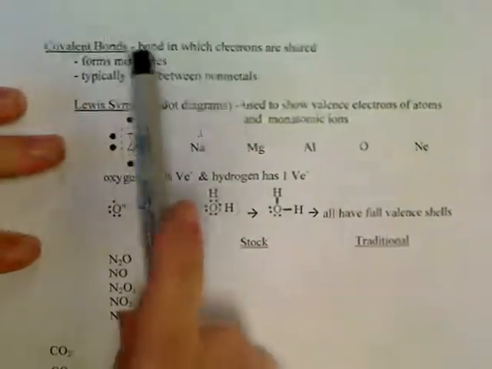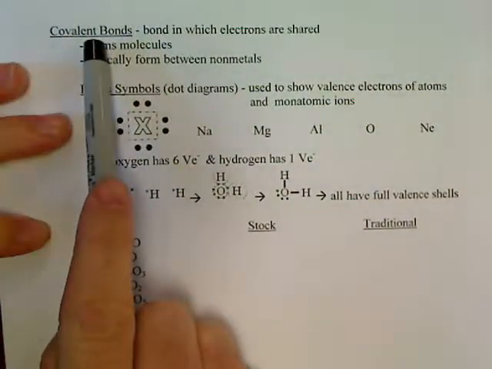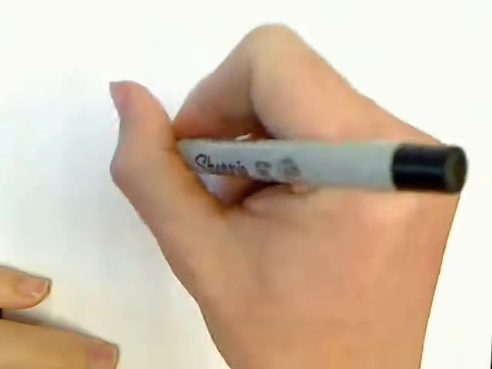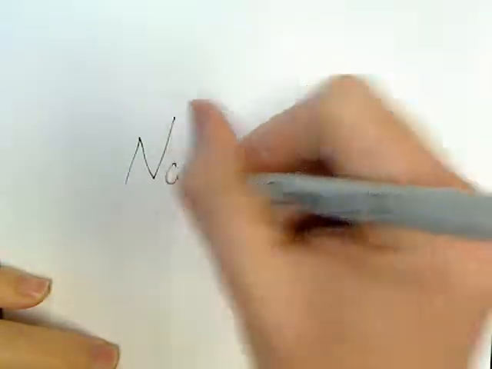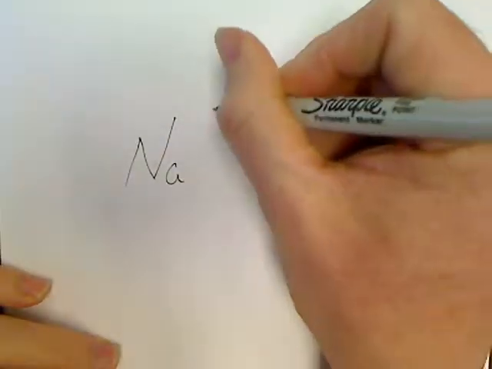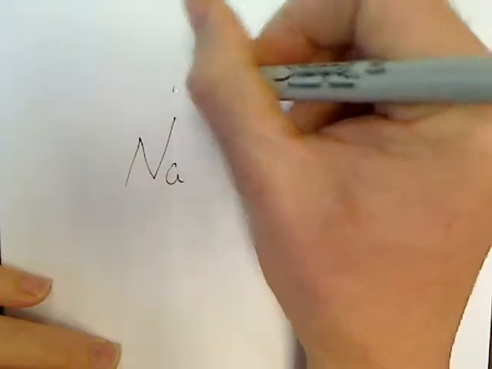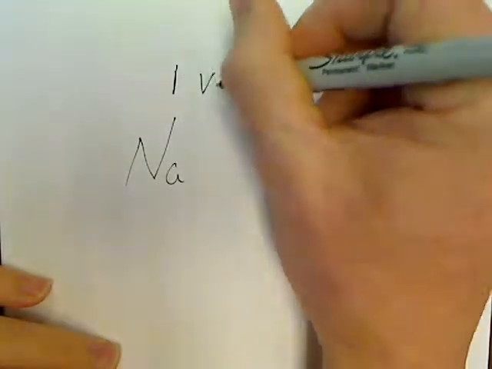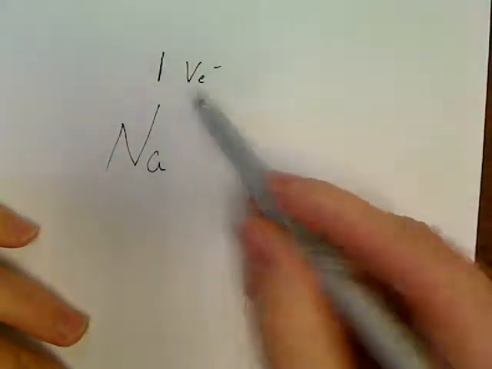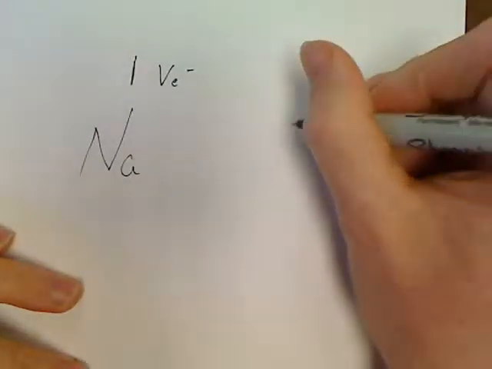Alright, today we're going to talk about covalent bonds. Alright, so we've talked about ionic bonds. Ionic bonds are when you've got two atoms, and let's say that you've got an atom like sodium. And sodium has one valence electron. So sodium's got this one extra electron, one valence electron. And so what happens is it wants to get rid of that one electron to get stable.